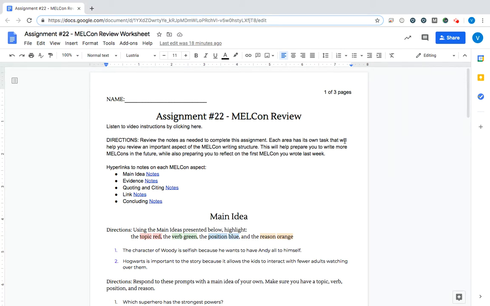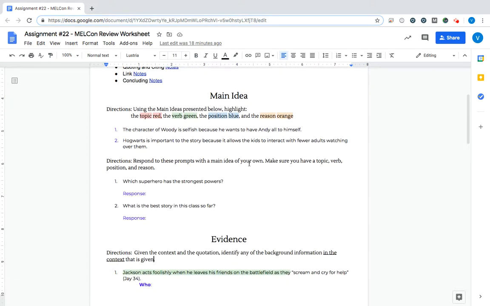Each area has its own task that will help you review an important aspect of the MELCon writing structure. So we've written a MELCon. Now we're going to review this just to make sure we remember all the steps that we want to complete, and all the little pieces of information that go along with them. This is going to help you prepare as we begin to think about writing another MELCon in the near future. So let's take a look.